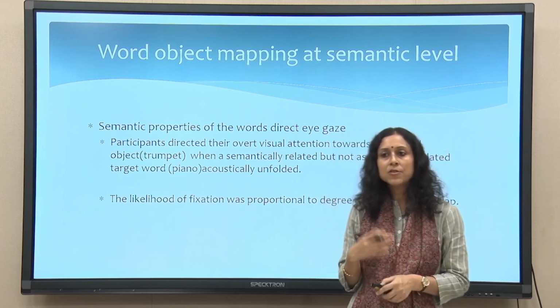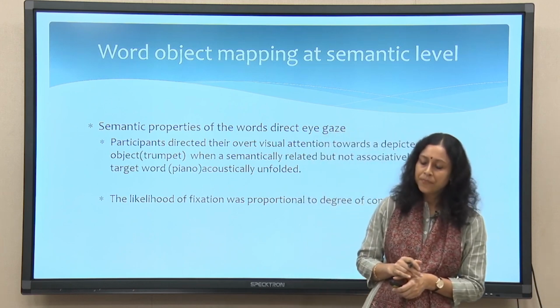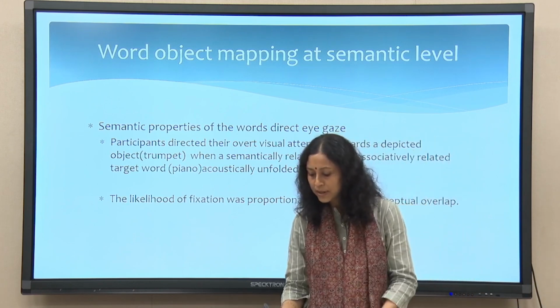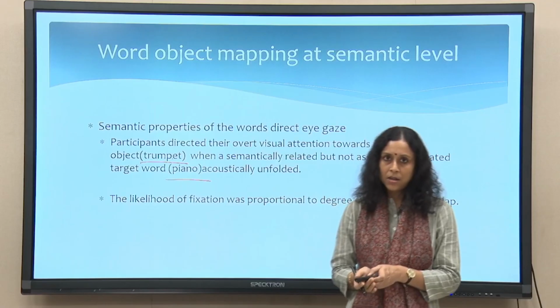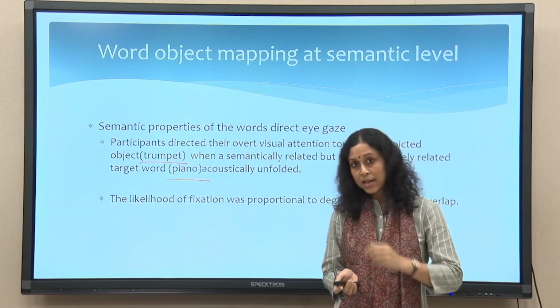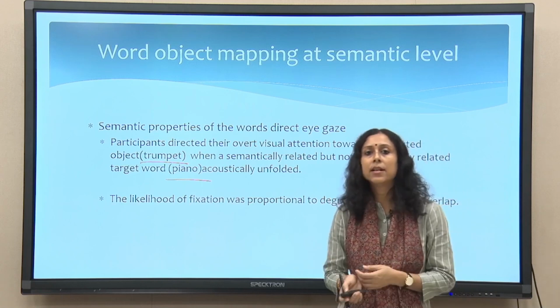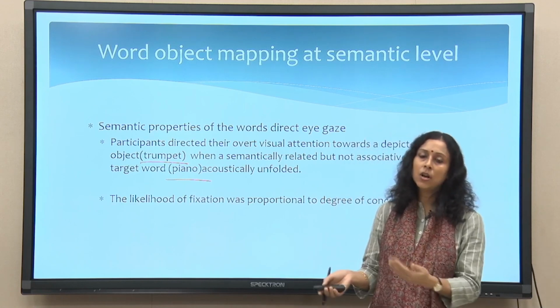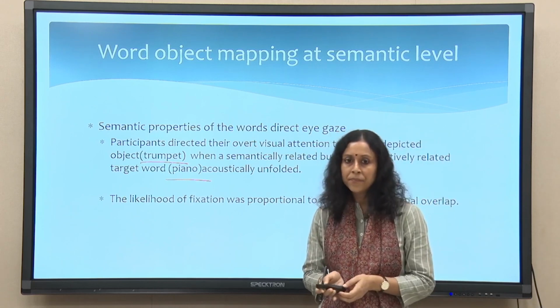Similarly, word object mapping also works at the semantic level. Yet another study showed that participants directed their overt visual attention towards a depicted object when a semantically related but not associatively related target word was unfolded. So, if you hear piano, you also look at trumpet. If the objects are not phonologically related, but are semantically related in the sense that they are in the same semantic field, meaning wise there is some similarity. Both of these are musical instruments. So, if you hear piano, you will also look at the trumpet.